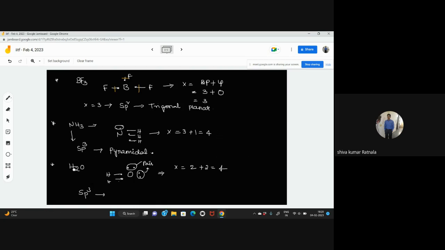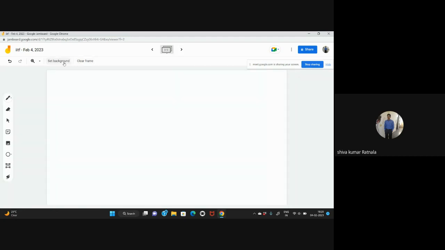With 2 lone pairs, what is the shape? Tetrahedral geometry, but the shape is bent shape or V shape. Am I clear? Yes, sir. Now do this for SF6. You need to get practice because this type of questions they are asking very frequently.